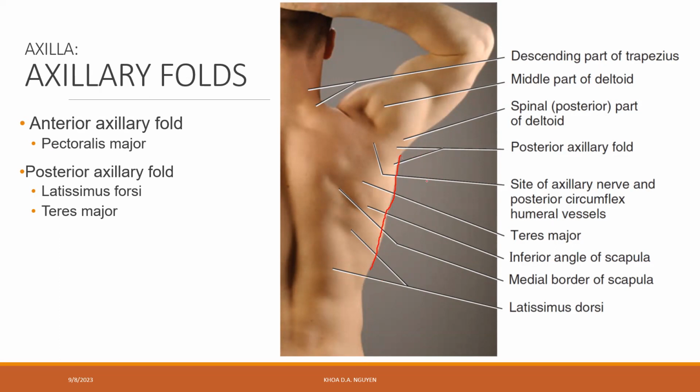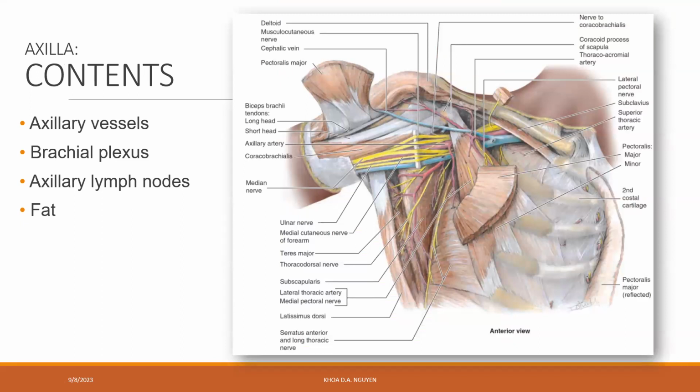That is going to be made up by the teres major muscle, which is this muscle here. That is going to contribute a little bit to it, as well as the latissimus dorsi, which is this huge muscle here. That contributes much to the length of the posterior axillary fold on the inferior side. All right, let's look at the contents inside the axilla.